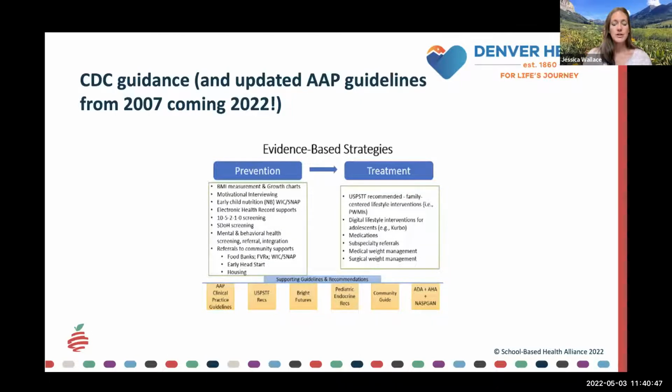It's important to note that the American Academy of Pediatrics guidelines are from 2007, but they're actually just about to release new guidelines later in 2022. So that's really exciting.